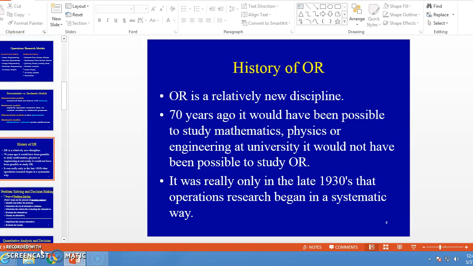The next one is history of OR. OR is a relatively new discipline. Seventy years ago, it would have been possible to study mathematics, physics, or engineering at university. It would not have been possible to study OR. It was really only in the late 1930s that operations research began in a systematic way.